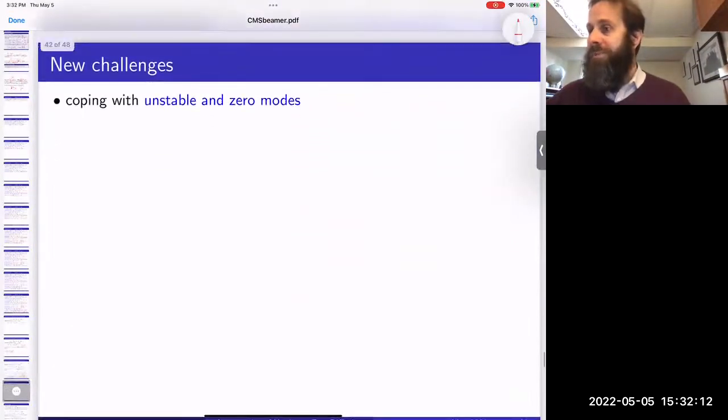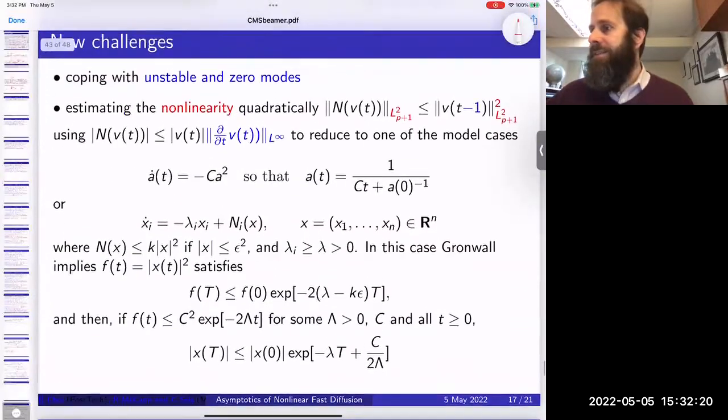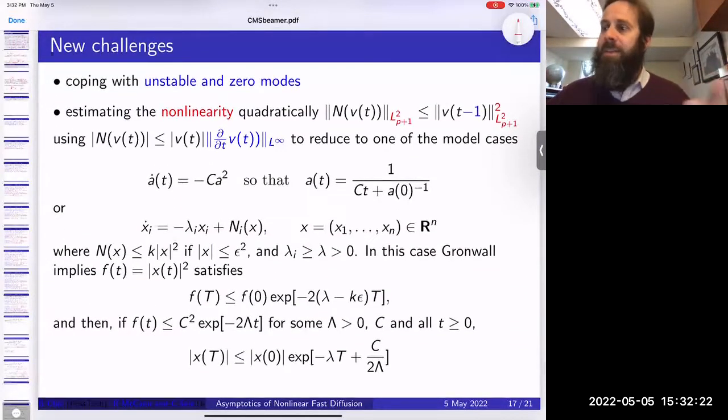So first of all, on bounded domains, we have to cope with these unstable and zero modes, which we didn't have to deal with in the unbounded case. And secondly, we have to estimate the nonlinearity in a rather different way. But the good news is that in the unbounded domain case, there were a lot of problems associated with the fact that the spaces in which we could estimate the nonlinearity quadratically were not the same spaces in which we could diagonalize the linear operator.